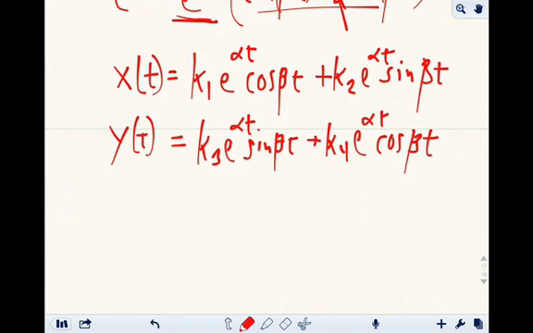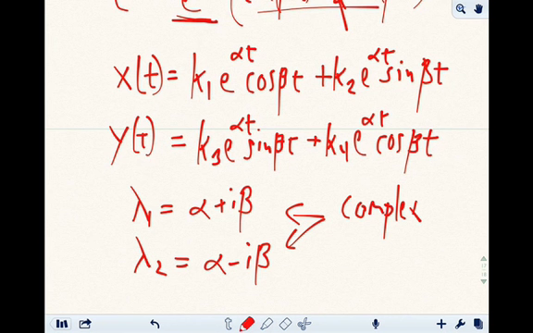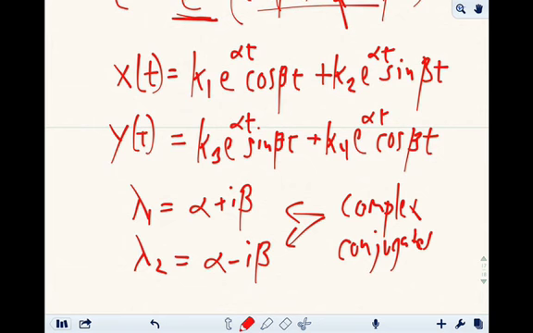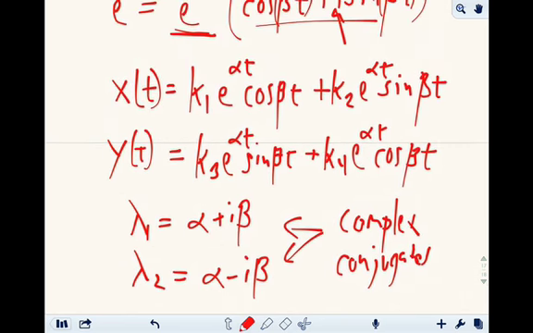Now, why do we only have alpha? Remember, we have two eigenvalues. When you have a system of two equations and the eigenvalues are in general complex, the eigenvalues will be what we call complex conjugates of each other. So you'll have a lambda 1 that looks like alpha plus i beta, and a lambda 2 that looks like alpha minus i beta. These are known as complex conjugates. The real part is the same. The imaginary part of one is the negative of the other. This is the way they come in if you have complex eigenvalues, and actually the eigenvectors will also have this look to them.